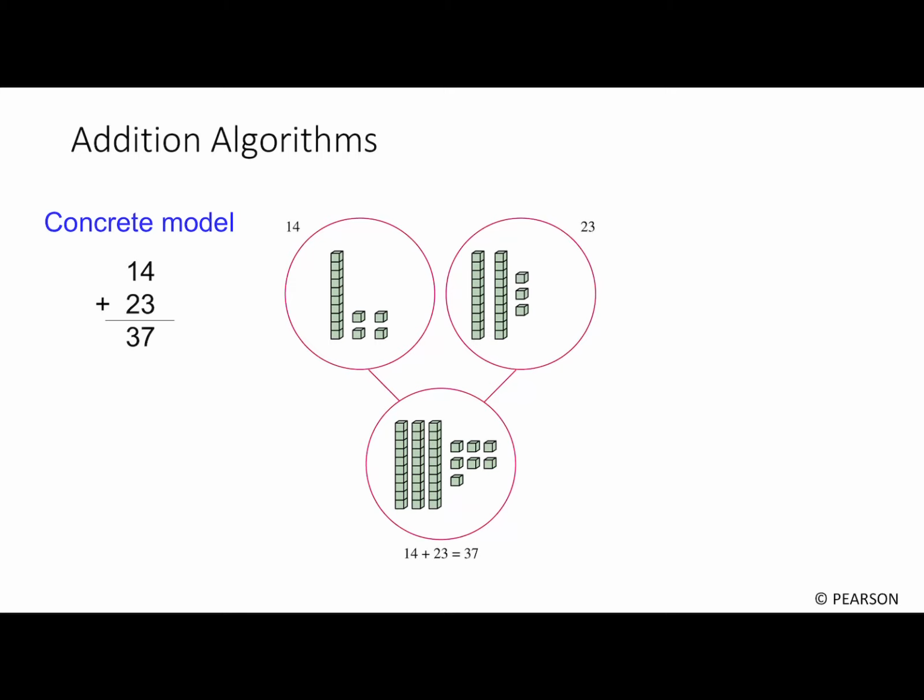All right, so all the examples that we've looked at so far involved just adding single digit numbers, or maybe 10 plus a single digit number. So let's look at some models where we've got some bigger numbers.